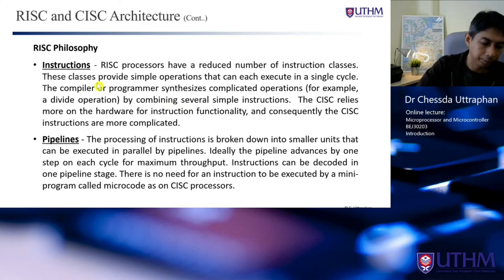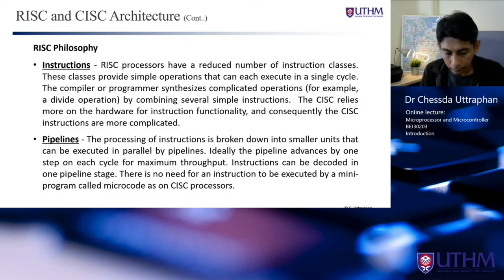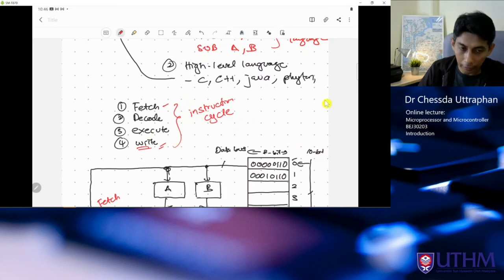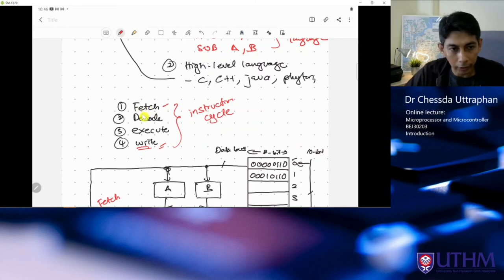Instruction cycle. Again, when we go back to this, this is called the instruction cycle, right? One instruction, this is called the instruction cycle, all right? So in order to complete one instruction, this is the cycle. This may take, for example, 4 clock cycles: 1 clock cycle for fetch, 1 clock cycle for decode, 1 clock cycle for execute, and 1 clock cycle for write. And these 4 clock cycles become what we call the instruction cycle.